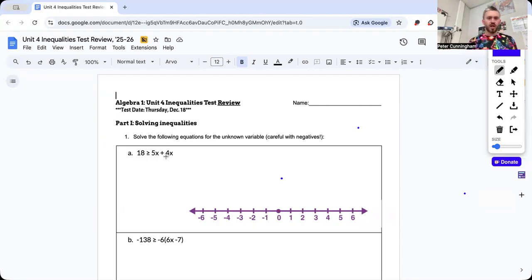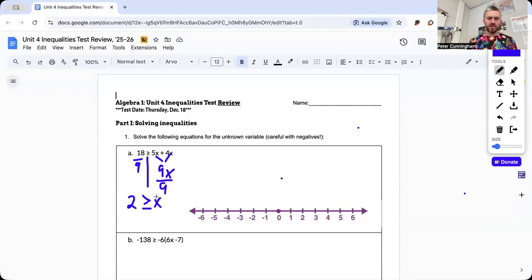Okay, so anyway, let's start this first one. 4x and 5x, that makes 9x. 9x here. Divide by 9 on this side. 18 divided by 9 is 2. Greater than or equal to x.